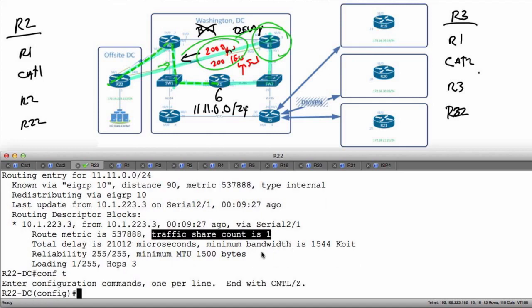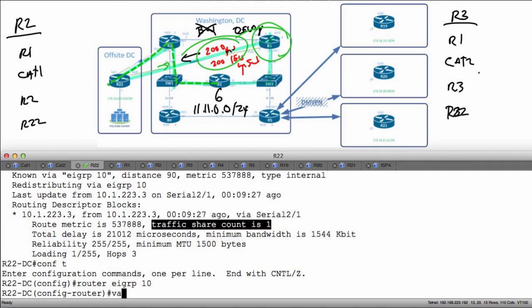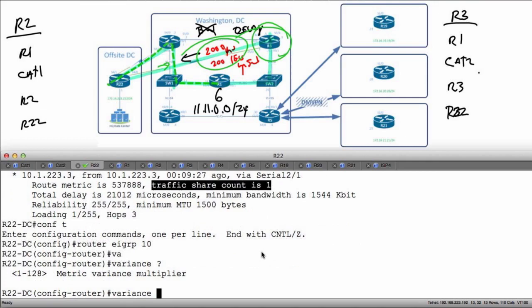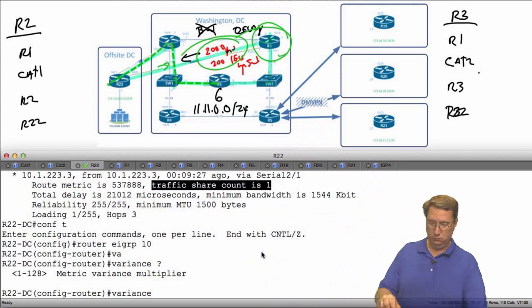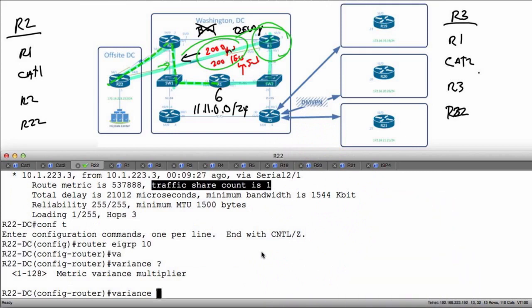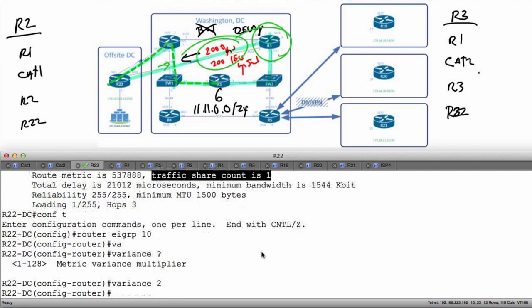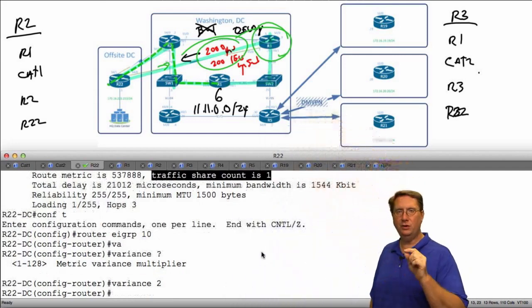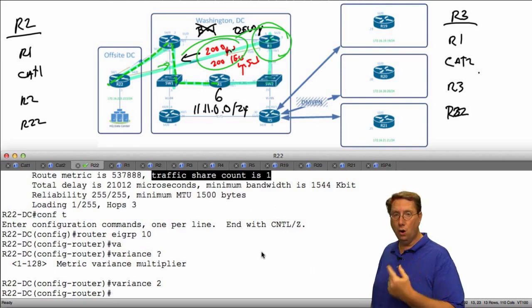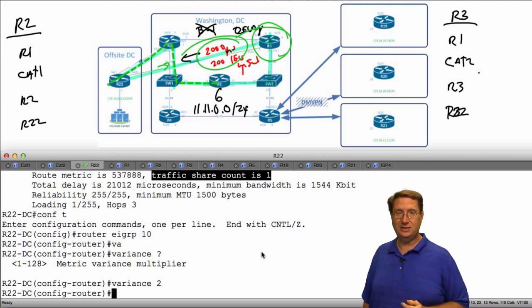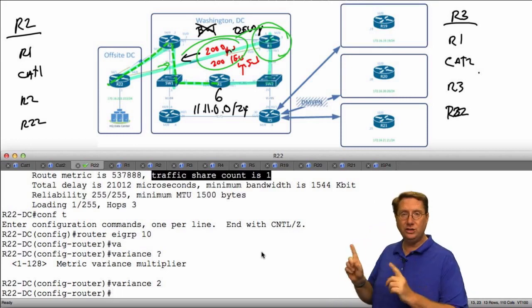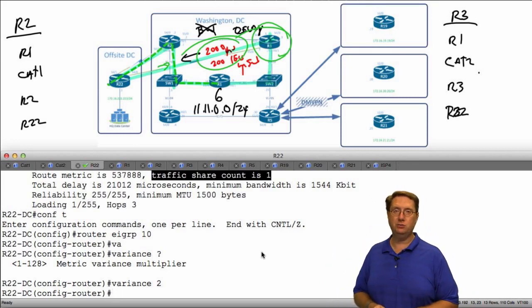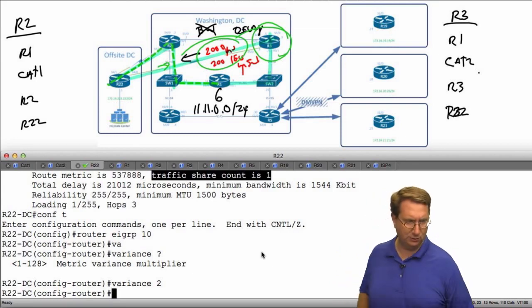Now, what I could do is configure terminal, router eigrp 10, and employ the variance command. It gives me the capability of entering a numeric value between 1 and 128. I have to enter a value, so let's say 2. That means that a prefix listed in the topology table with a metric that is 2 times worse than my prefix that has been chosen as my successor can be used for the purposes of load sharing. Mathematically, what we just did is going to allow us to do load sharing because we were only something like 10 or 20,000 off. Let's take a look and see what's going on here.